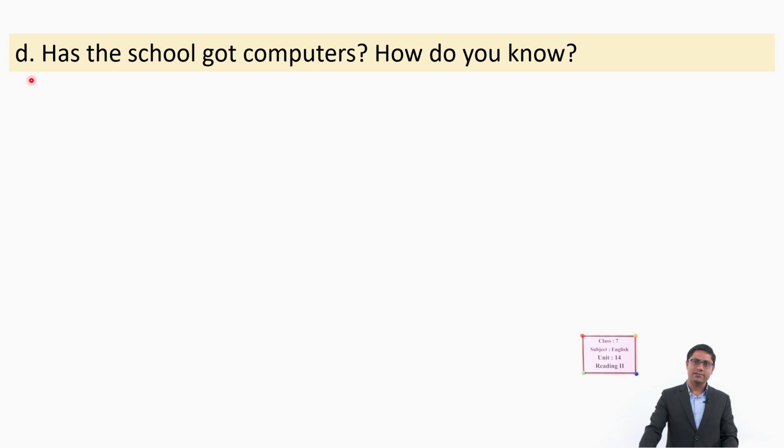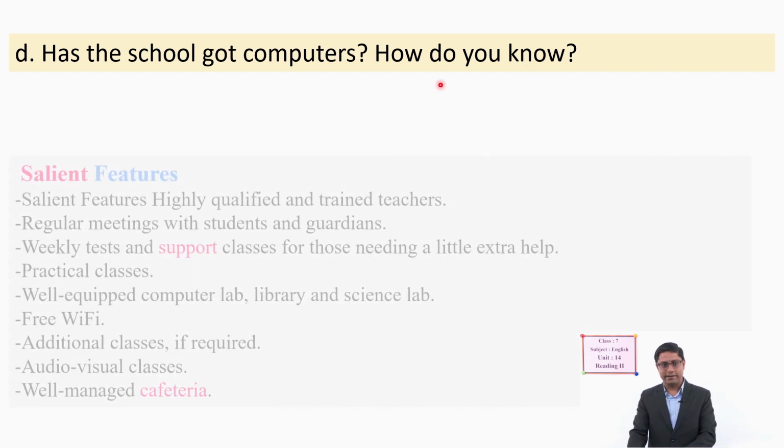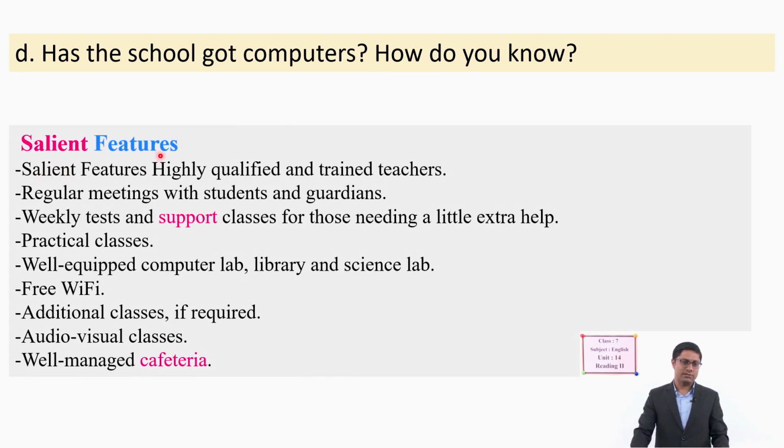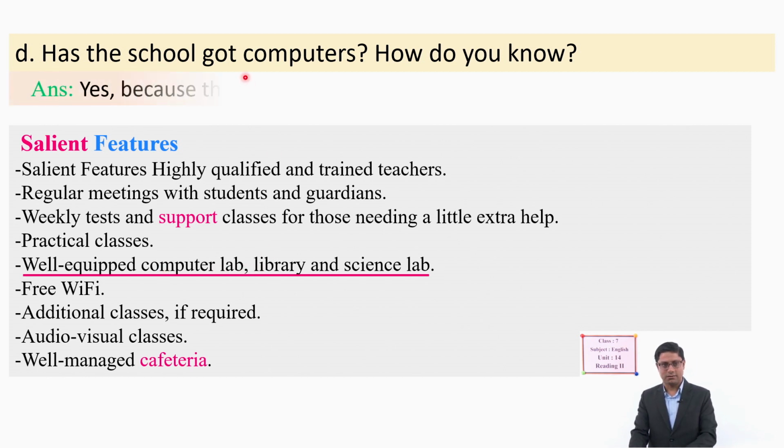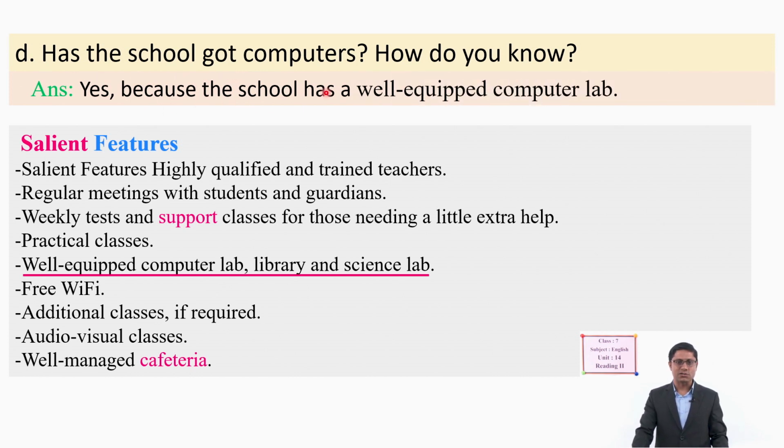D. What is the question there, dear students? Exactly. Has the school got computers? How do you know? And where can you find the answer? Very good. You need to go through salient features. You need to study here. And where can you find here also? Yes, see there, well equipped computer lab. Okay, it says the school has well equipped computer lab. So, what will be your answer? You need to say yes, because the school has a well equipped computer lab. Okay, that is why the school has computers.